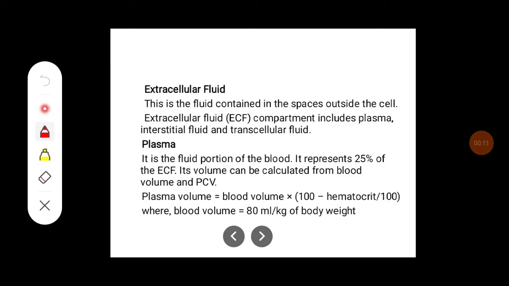Cellular fluid and extracellular fluid. This is the fluid contained in the spaces outside the cell. The extracellular fluid compartment includes plasma, interstitial fluid, and transcellular fluid.